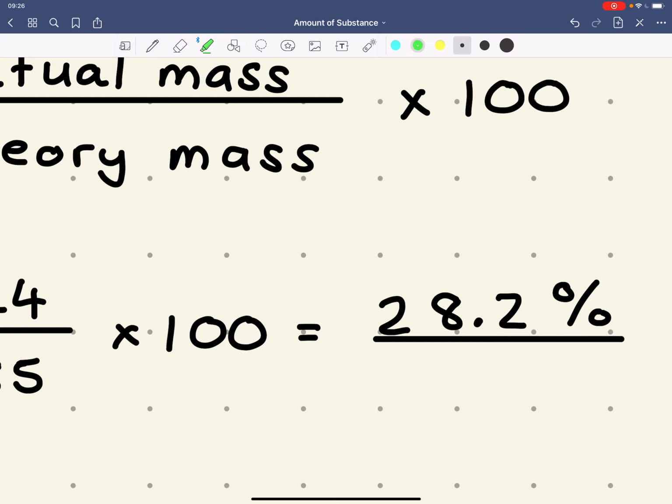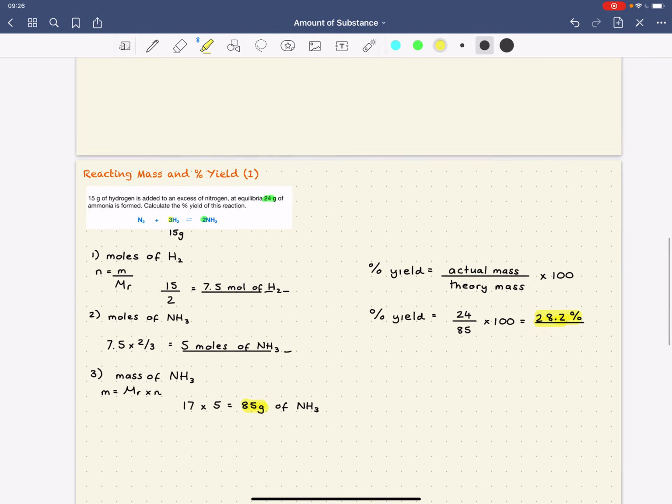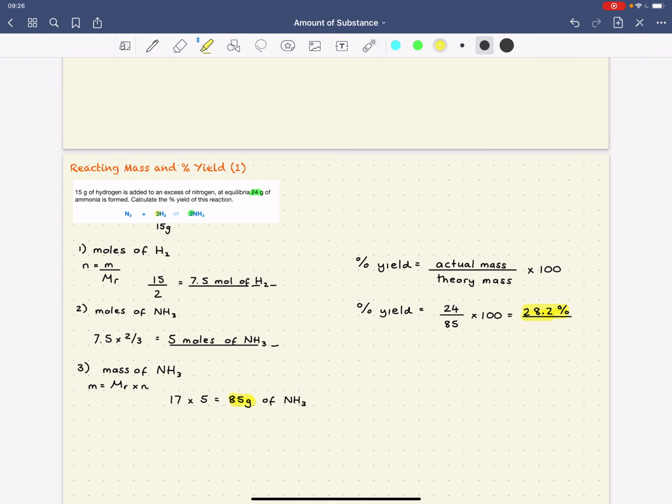So we've got to remember the steps there. In these percentage yield calculations, we nearly always have to do a reacting mass. When we're doing these reacting mass calcs, follow the procedures: work out the number of moles of the substance whose mass is given, work out the moles of what you're trying to find out using the mole ratio. Once you've got the moles, you'll have the Mr, you can work out the theoretical mass, and then use this equation here to work out your percentage yield.